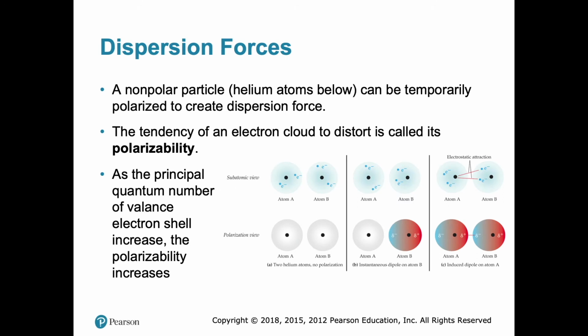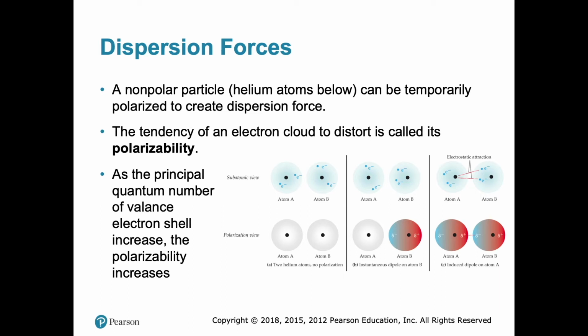So let's first talk about the dispersion forces. Usually this happens between nonpolar particles that can be temporarily polarized to create a dispersion force. So here we have helium atoms. The tendency of the electron cloud to distort is called polarizability. So check this out over here. We have an atom of helium right here. We know it's helium. Why? Not just because I said helium up here below, but if I didn't say that, how would you know that this is helium? It only has two electrons. Exactly.